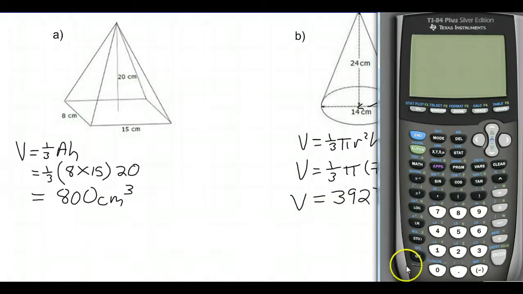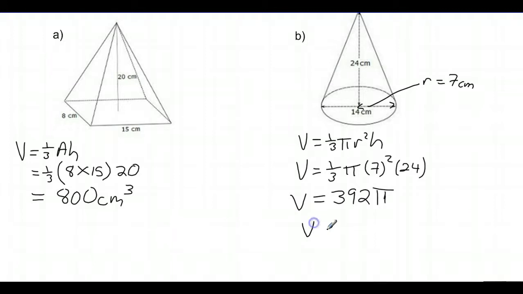On the calculator, let's go 1/3 times pi, there's your pi, times 7 squared times 24. 1231.5, we're rounding to the nearest tenth.